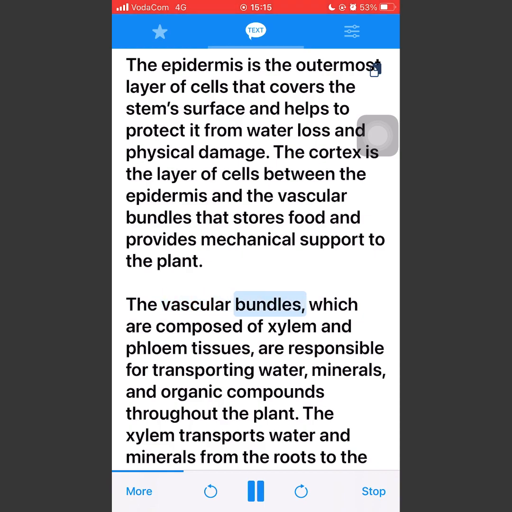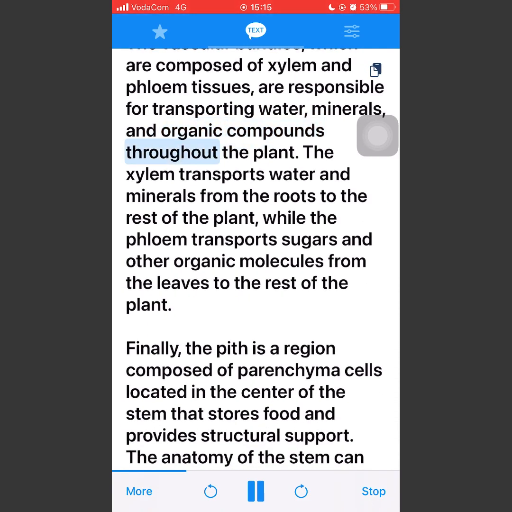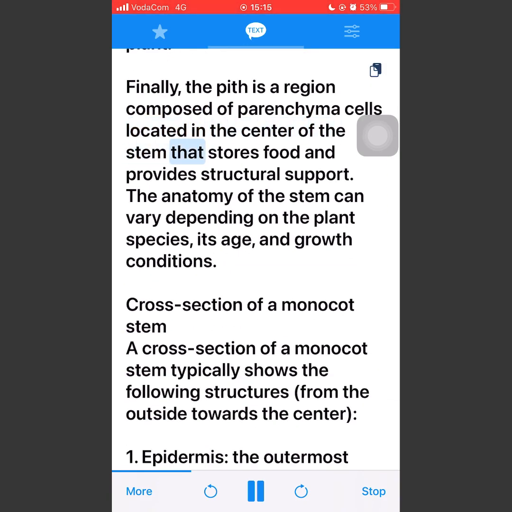The vascular bundles, which are composed of xylem and phloem tissues, are responsible for transporting water, minerals, and organic compounds throughout the plant. The xylem transports water and minerals from the roots to the rest of the plant, while the phloem transports sugars and other organic molecules from the leaves to the rest of the plant. Finally, the pith is a region composed of parenchyma cells located in the center of the stem that stores food and provides structural support. The anatomy of the stem can vary depending on the plant species, its age, and growth conditions. Cross-section of a monocot stem.